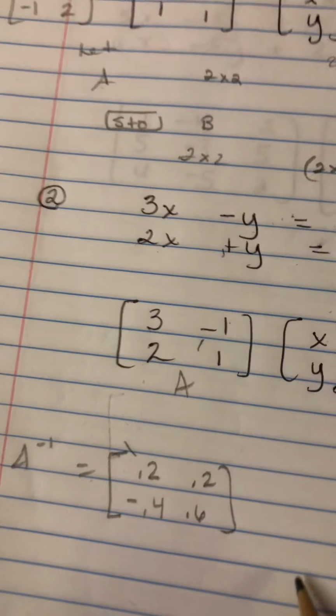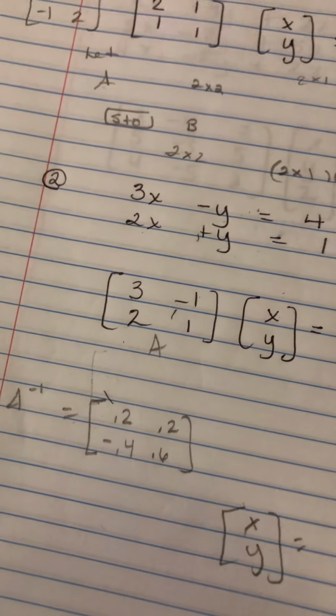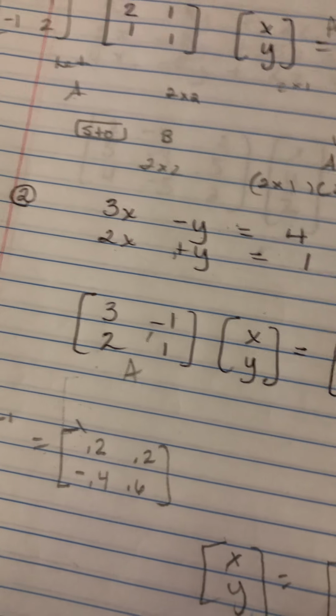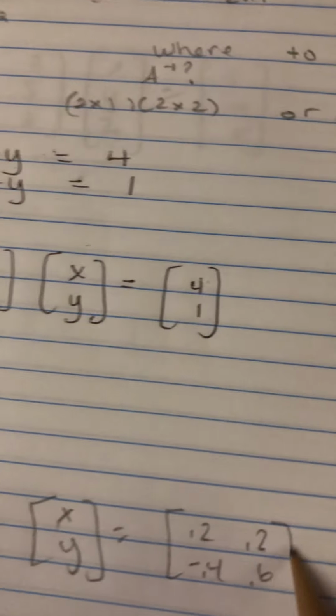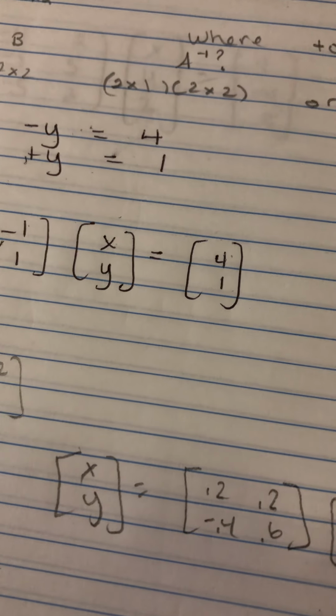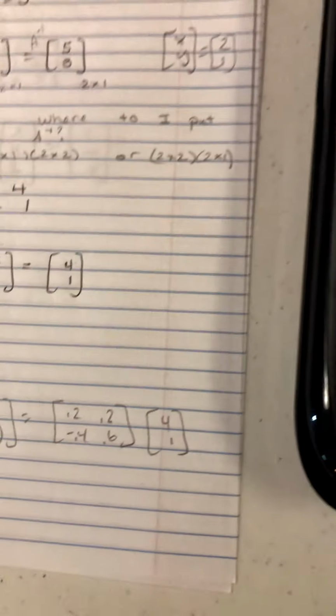Now remember, we want to get x, y by itself. So remember, the dimensions are very important. So what are we going to do? We're going to multiply 0.2, 0.2, -0.4, 0.6 to the 2 by 1 matrix 4, 1, and that will give us our answers. Of course, I need to get 4, 1 in my calculator.